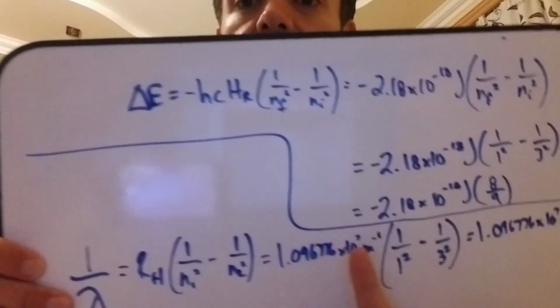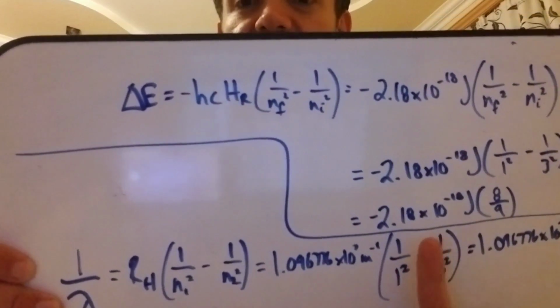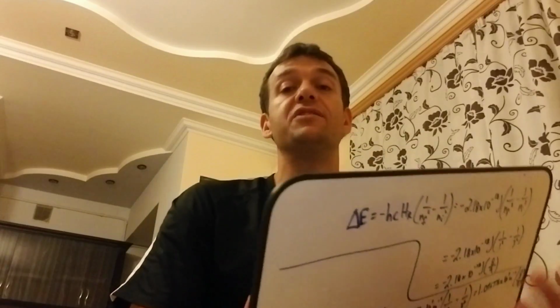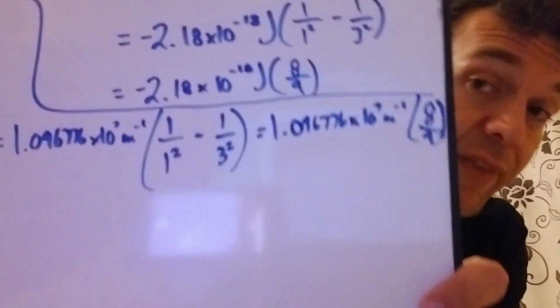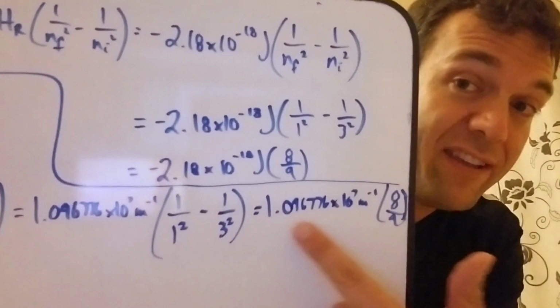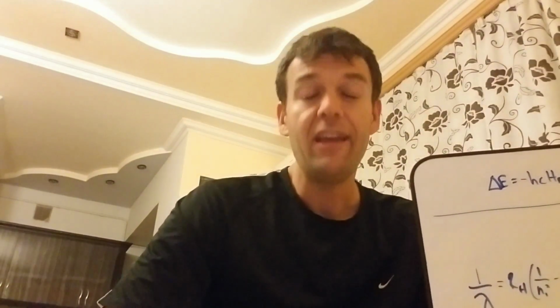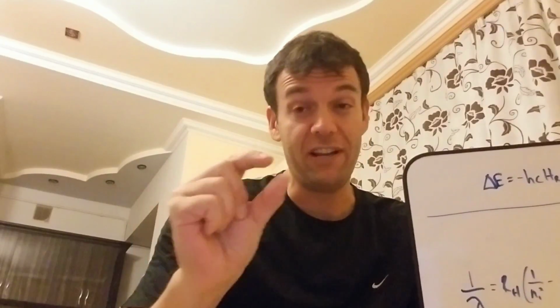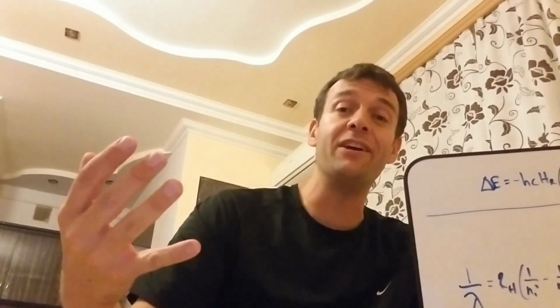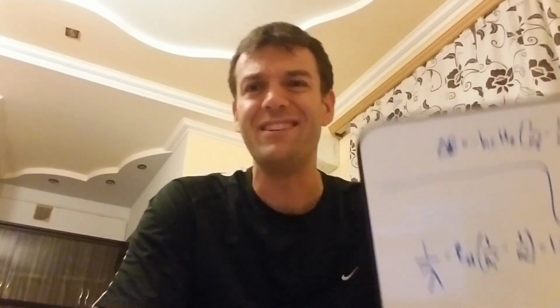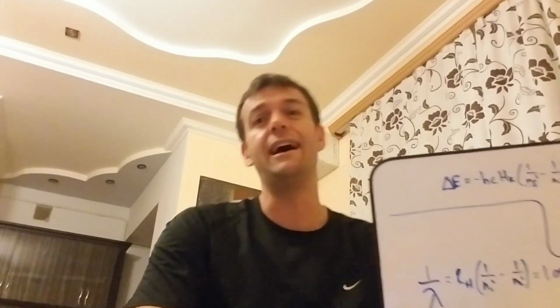So again, it's 1 over 1 squared minus 1 over 3 squared. 1 minus 1/9 is 8/9. So I'm just going to multiply this number by 8/9, and then we're good to go. If I did 1 over 3 squared minus 1 over 1 squared, that would be negative 8/9. That would mean the wavelength is negative. Don't want that to happen.